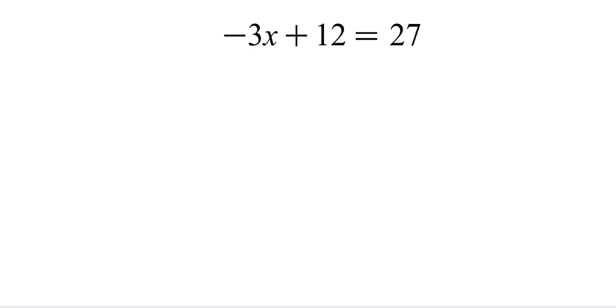All right. For negative 3x plus 12 equals 27, our first step is to determine what's not attached to the variable, or what's not attached to x. That's the 12. So we'll do the opposite operation of plus, which will be minus 12. And that gives us negative 3x equals 27 minus 12, which is just 15. And now the thing that's attached to the x needs to be eliminated. So we'll divide by negative 3.